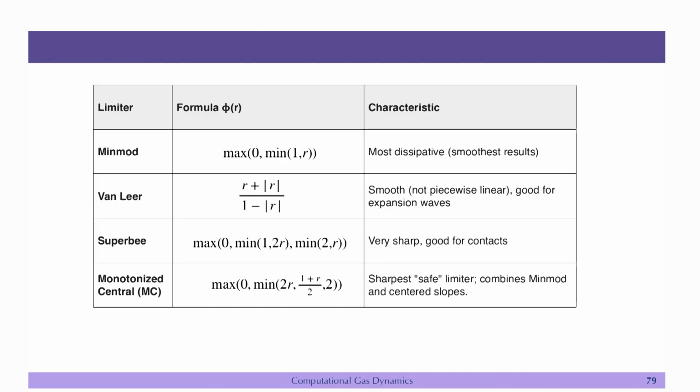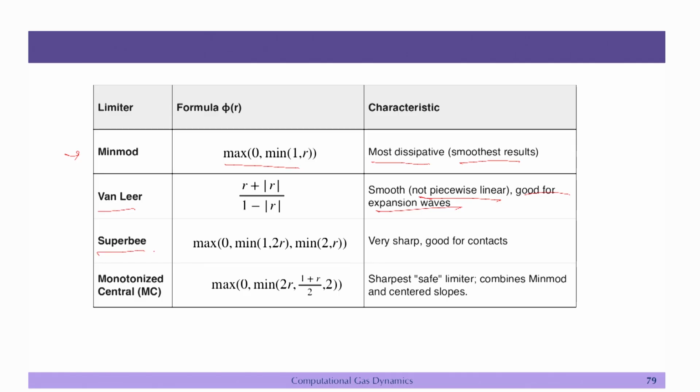Yeah, so this is just the comparison of these 4 limiters. So, we have seen the minmod limiter earlier, it is most dissipative and gives a smooth result. The van Leer limiter is not piecewise linear, it is a smooth function, okay, and good for expansion waves. Okay, we will see why it is good for expansion waves.